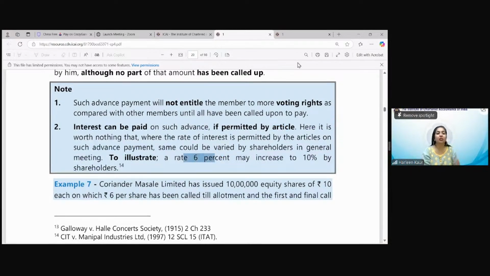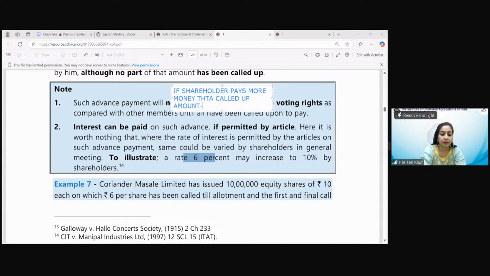So in calls in advance, what 2 points do you have to remember? Please write down these points. If a shareholder pays more money than the called up amount, it is call in advance.